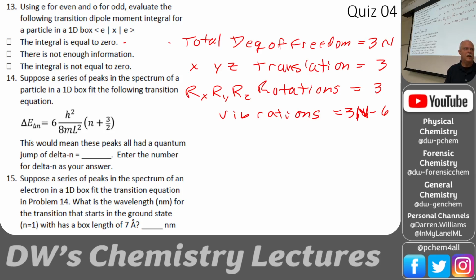For the top molecule, there's 22 atoms. This one? Yeah. Okay, don't forget the hydrogens. Did you count the hydrogens? Yeah. Okay, then 3 times 22 is 66, minus 6, so that would be 60 vibrations.